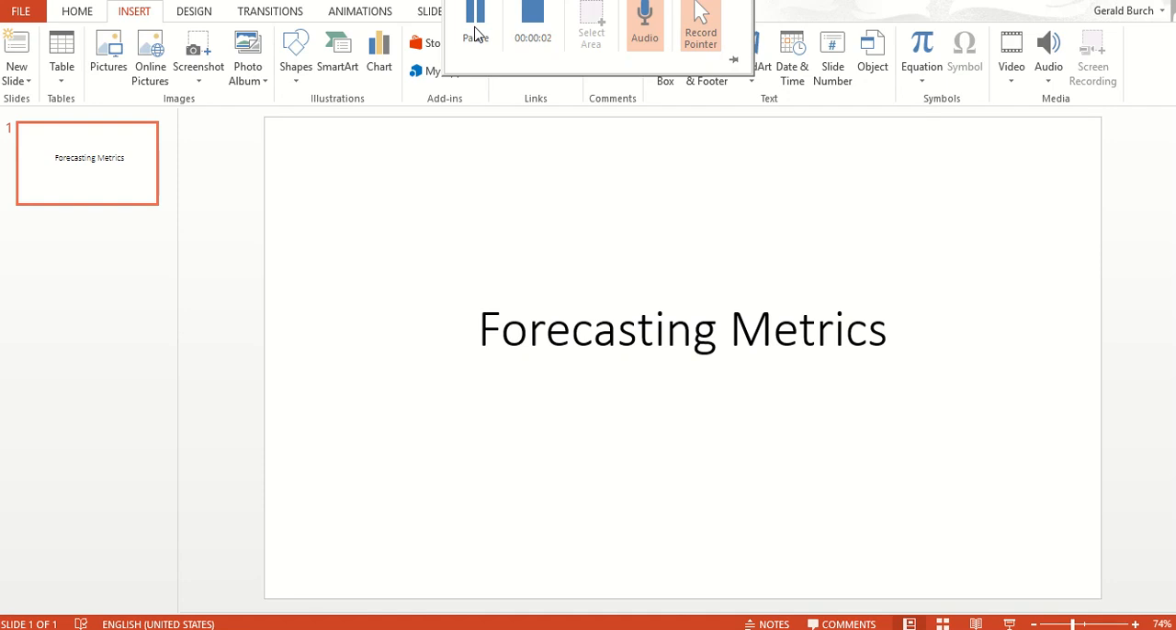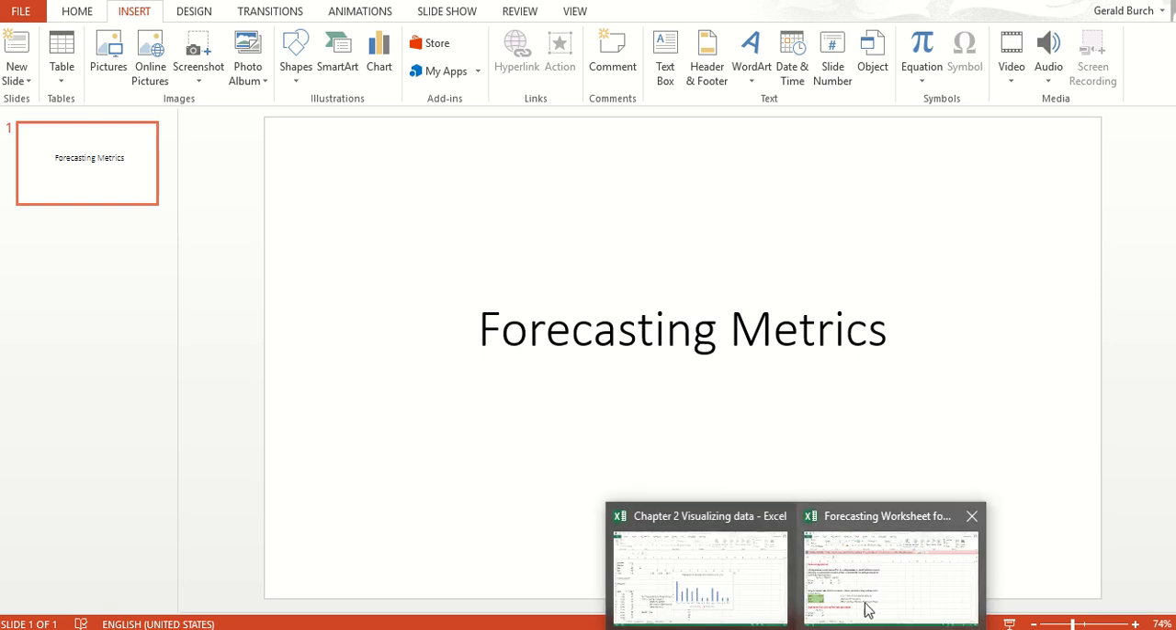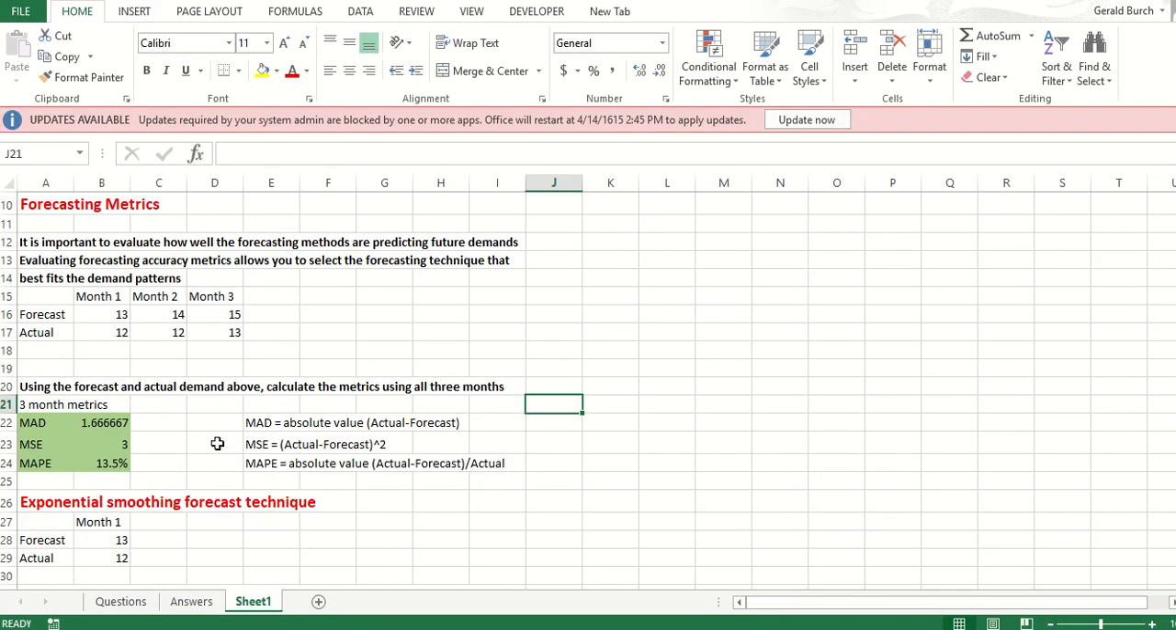In this video, we're going to take a quick look at forecasting metrics and why they're needed and how we compute them. So let's go back over to the Excel spreadsheet. These are the questions and answers that you were provided in the worksheet. And so what we're looking at right now is we want to try to evaluate our current forecasting system.